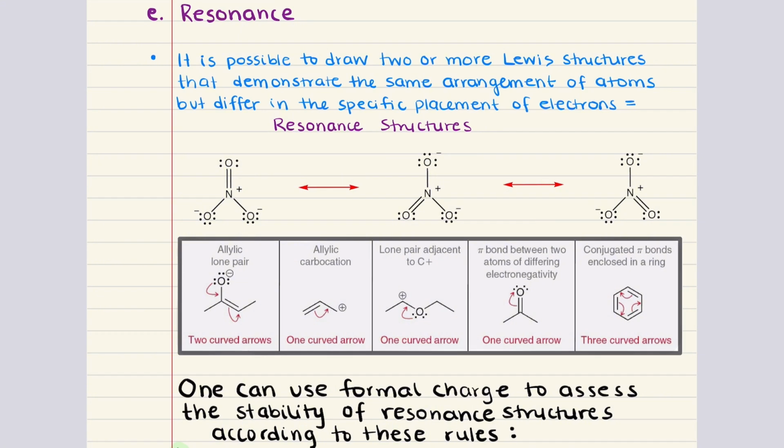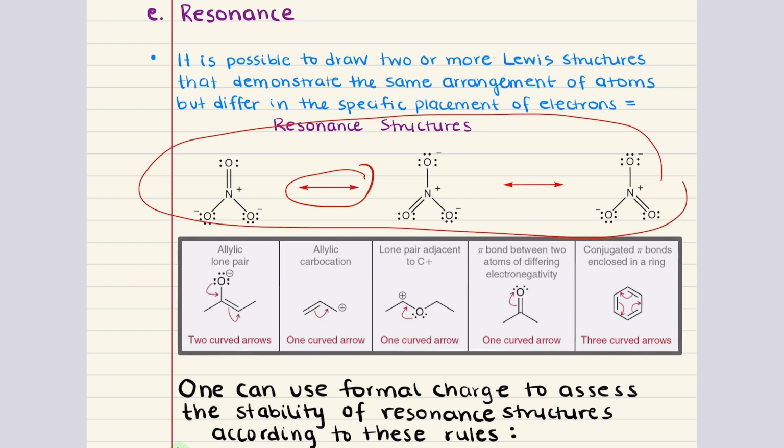These structures are indicated by a double-headed arrow between them. And the actual electronic distribution in the molecule is going to be a hybrid of all possible resonance structures. And so this means the real structure of the molecule is a blend of all of the resonance forms.